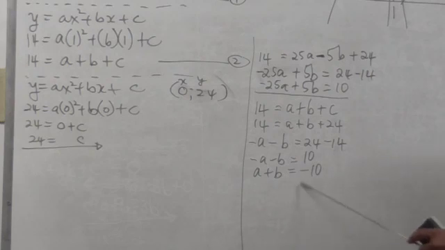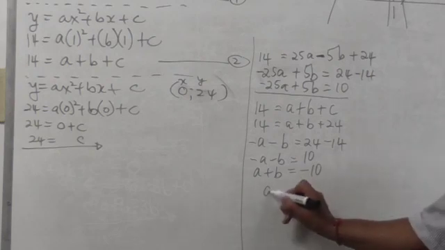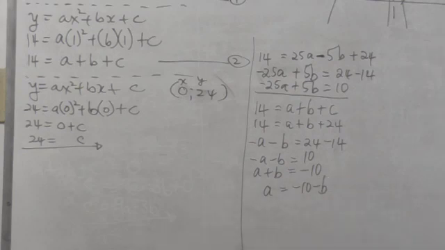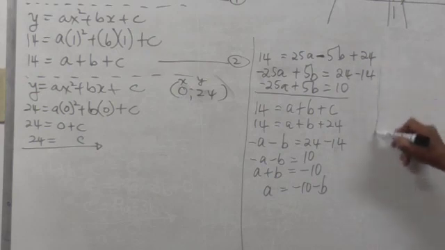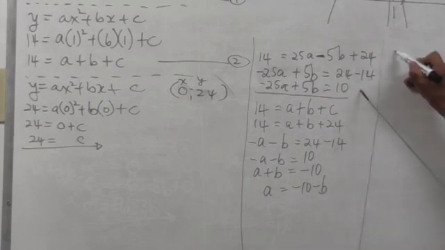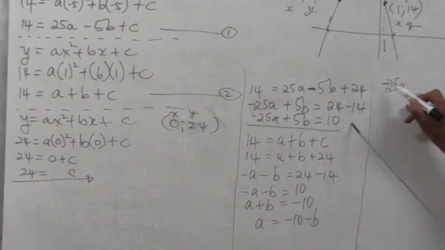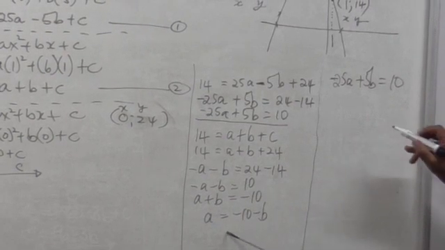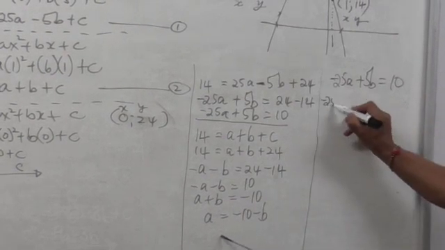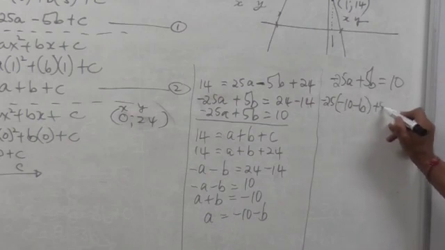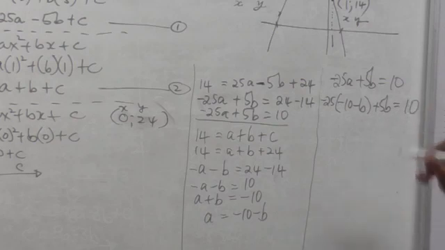Now from here, we can solve for a. a is equal to minus 10 minus b. Now that we have a, we can put it here. Minus 25a plus 5b is equal to 10. But we know that a is minus 10 minus b, so minus 25 times that, plus 5b, is equal to 10.